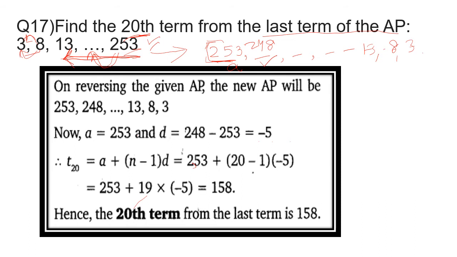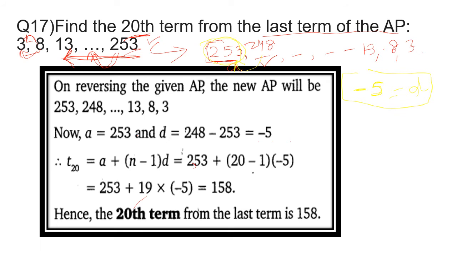How are you going to find D? D will be 248 minus 253, that will be minus 5. While rearranging, D will be minus 5. In this type of question, D is always negative, because when you rearrange the terms, you are moving from the last side. So obviously D will change in these types of questions. So in the original AP, D was 5, but while rearranging the terms, D is equal to minus 5. And what is A here? A is 253.